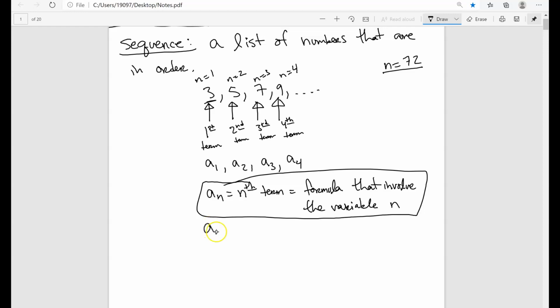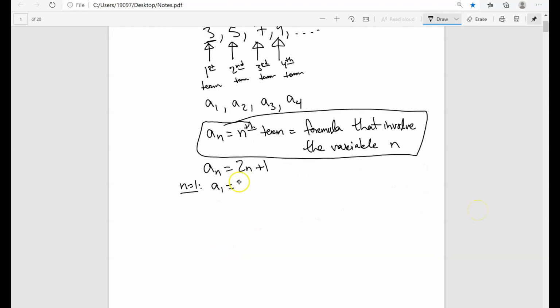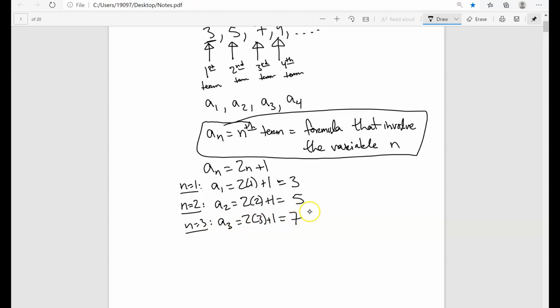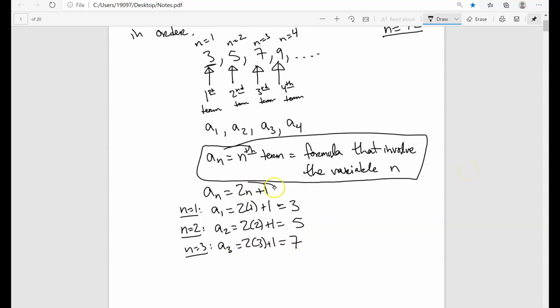An example of a general term would be this: a_n equals 2n plus 1. This is a formula, so let's see what that gives me. When I put n equals 1, a1, because we're going to plug in 1 for n, is going to be 2 times 1 plus 1, which gives me 3. If I want to know the second term, I plug in n equals 2. a2 gives me 2 times 2 plus 1, which is 4 plus 1, which gives me 5. For n equals 3, a3 is 2 times 3 plus 1, which gives me 7. Does this look familiar? This is actually the formula for this sequence.